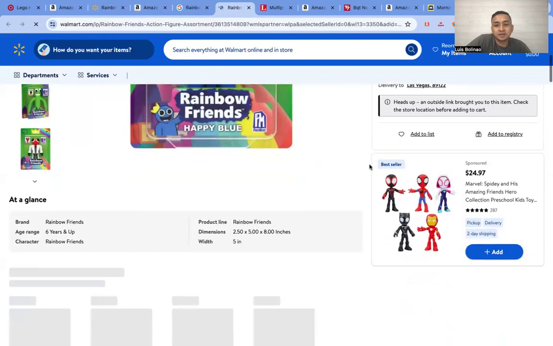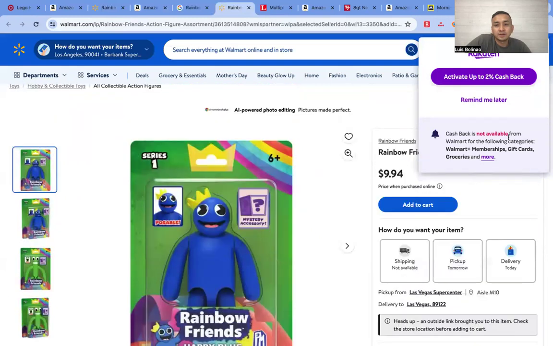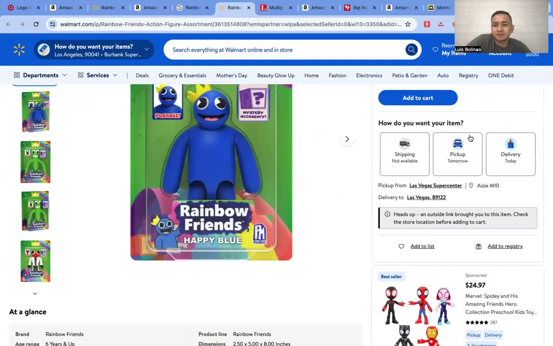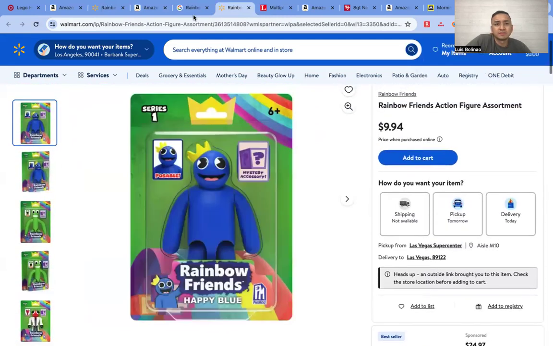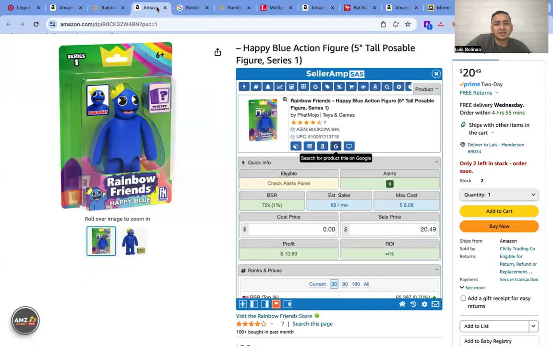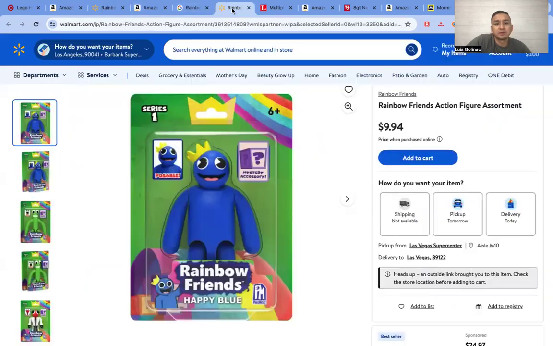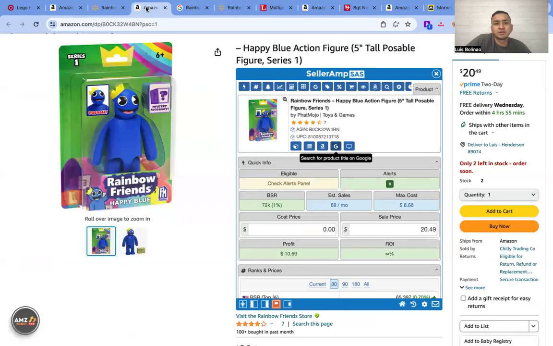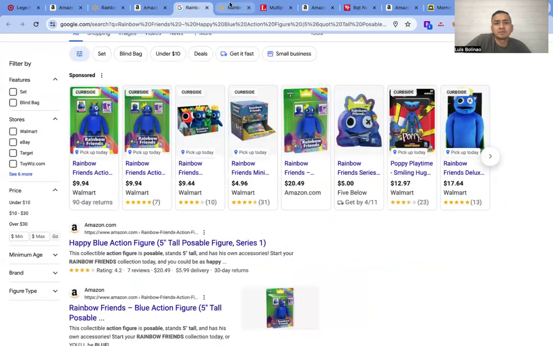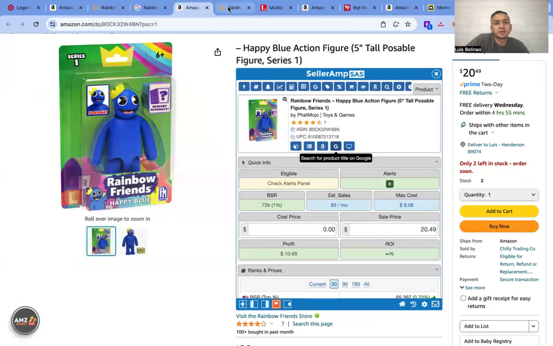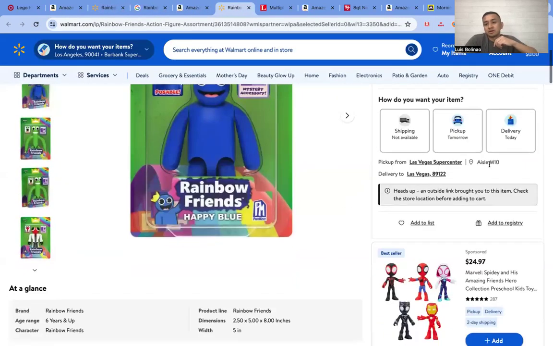This one is out of stock. Well, this one's available. It's a Walmart too. That's interesting. Is it the same one? Yeah, same one, right? Rainbow Friends, Happy Blue. Series 1. Yeah, same product. It's weird. Right here it says out of stock, but then, hold on. Yeah, I mean it's on Walmart.